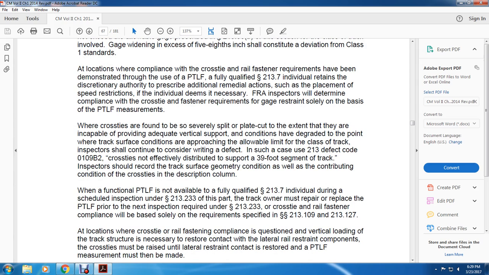At locations where compliance with cross-tie rail fastener requirements has been demonstrated with the use of the portable track loading fixture, the fully qualified 213.7 individual will retain the discretionary authority to prescribe additional remedial actions, such as the placement of a speed restriction, that the individual deems necessary. The FRA inspector determines compliance with the cross-tie fastener requirements of the gauge restraints solely on the basis of the portable track loading fixture measurement.